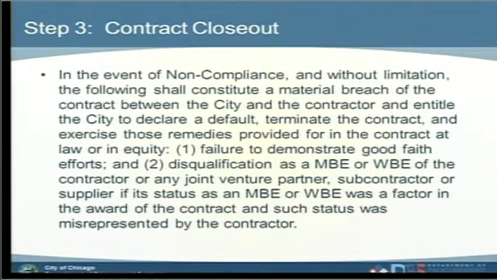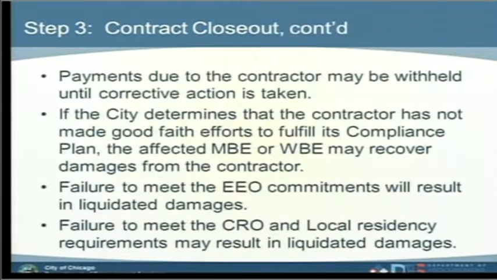Second, disqualification as an MBE or WBE of the contractor or any joint venture partner, subcontractor, or supplier, if its status, meaning the certification that it held when you first brought it into the project as an MBE or WBE, was a factor in the award of the contract and such status was misrepresented by the contractor. Don't be making any funny business, because eventually we'll find it.